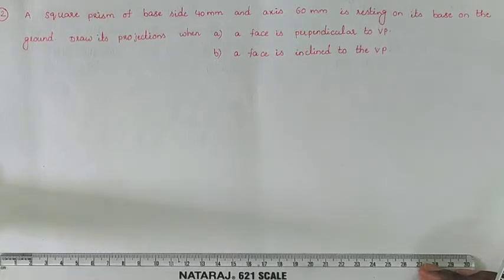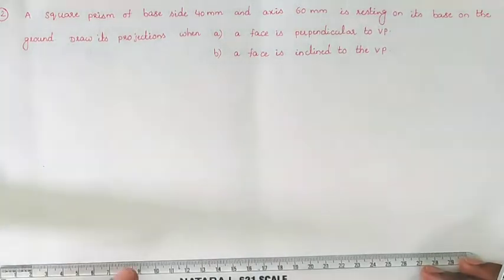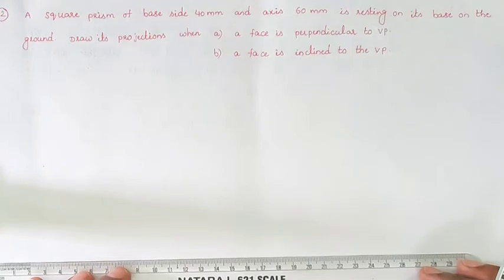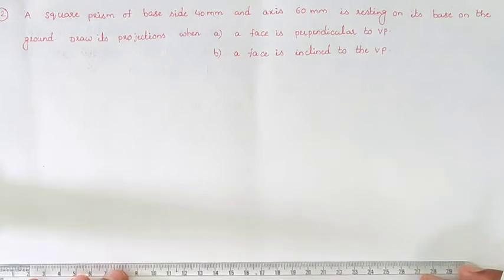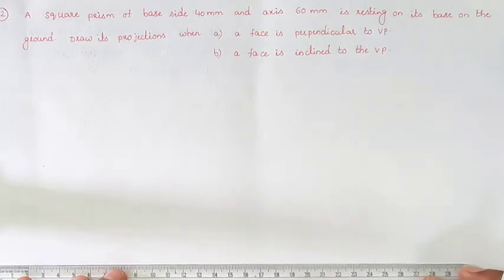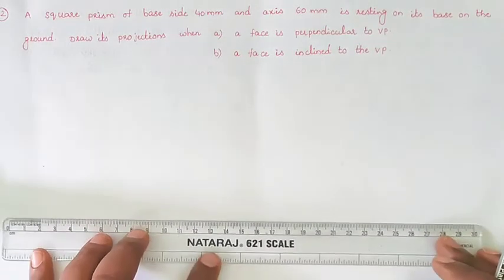They are giving the type of the prism, a square prism, of base side 40 mm and axis 60 mm, resting on its base on the ground, or on the horizontal plane. Both are the same. Draw its projection when a face is perpendicular to the VP. How will we draw the projection?